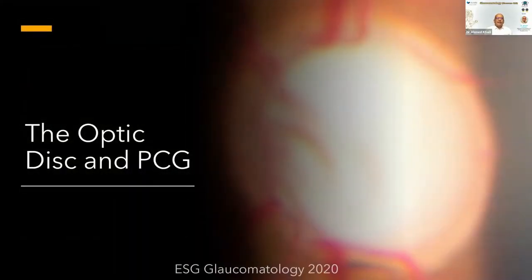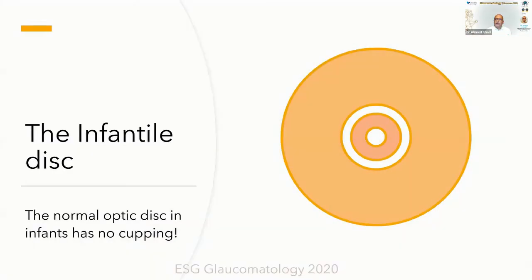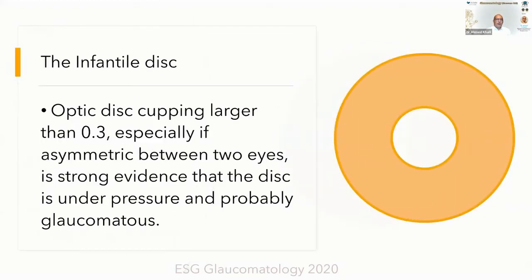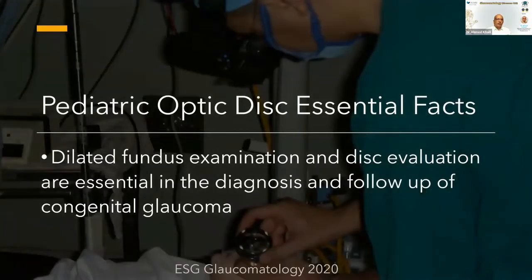The optic disc also has a very important role in the diagnosis and management of congenital glaucoma. The normal optic disc in an infant has no cupping. This is a very important statement. So any cup-to-disc ratio more than 0.3 is definitely a pathological disc. 0.1, 0.2, you can be suspicious. Optic disc cupping larger than 0.3 is pathological, is glaucoma.